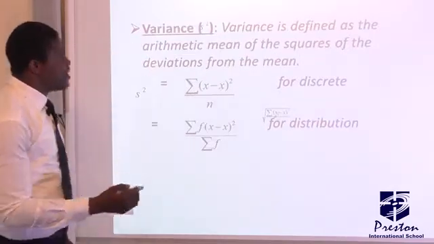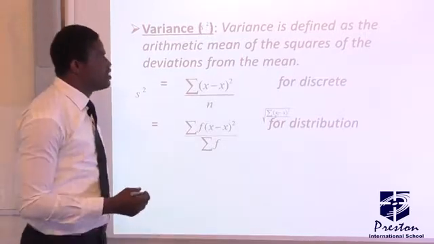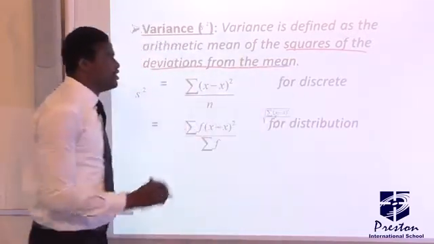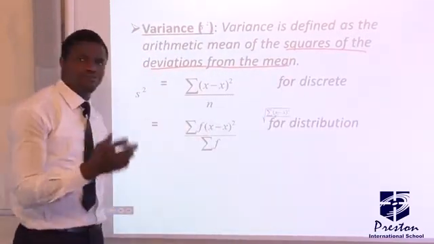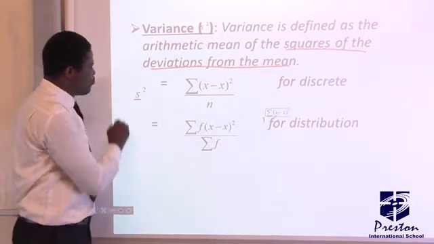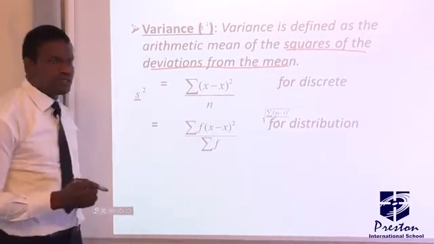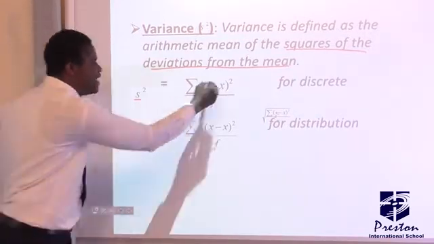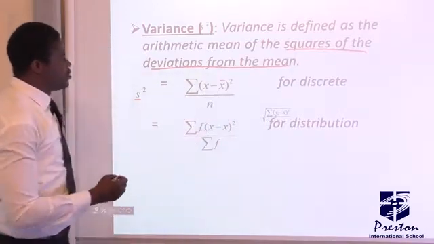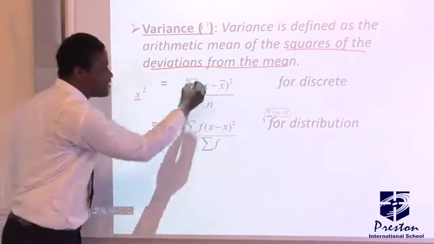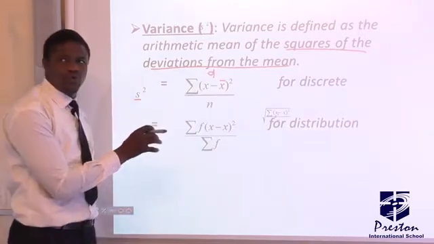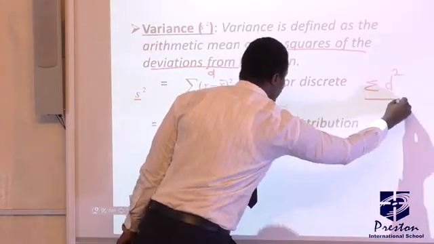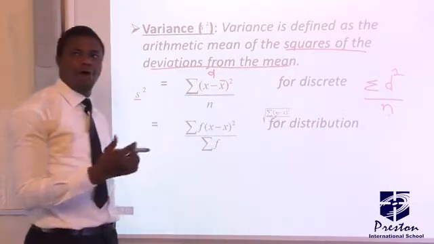Now, variance. Variance is defined as the arithmetic mean of the squares of the deviation from the mean. The squares of the deviation from the mean. That is why, even if the sign for deviation is negative, we have x squared. And the formula for variance is summation of (x minus mean) in brackets squared. Don't forget, this is still deviation. Another textbook will give you this as summation of deviation squared over n, where n is the number of samples.